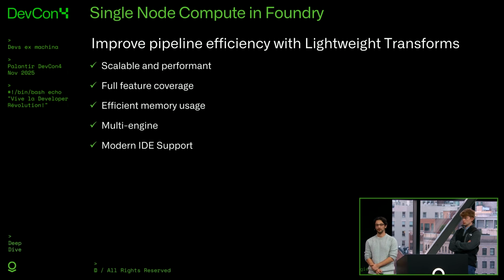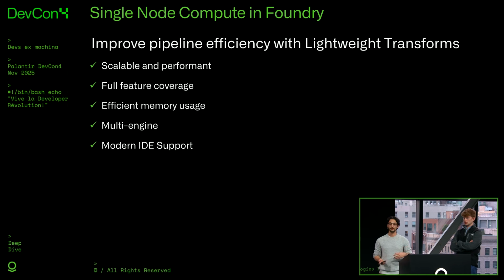That's where lightweight transforms come in. So what are lightweight transforms? It's a simple way to provision single-node compute within the platform for pipelines of small to medium size. I want to highlight some of the key things we've seen as we've experimented with them internally and out in the field. Again, we've seen that lightweight pipelines can be highly scalable and performant, mainly owing to the query engines they're running under the hood.